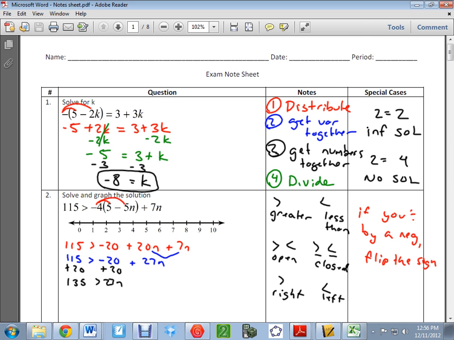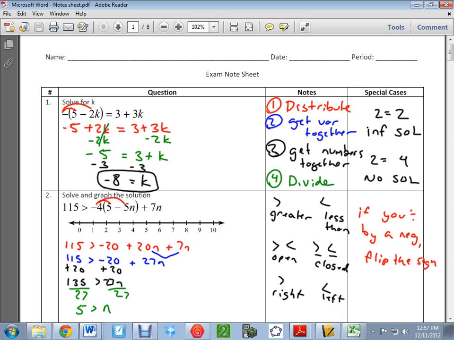And then the last step is to divide. Right? That'll get me 5 is greater than n. Did I have to flip the sign? No, because I divided by a positive. So I don't have to flip the sign in this case. However, about half the time you will.